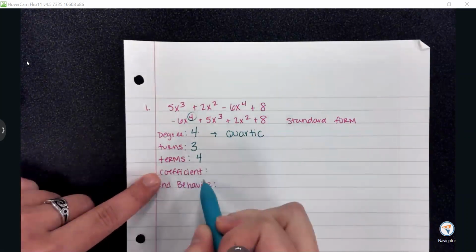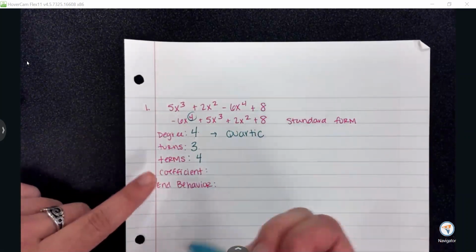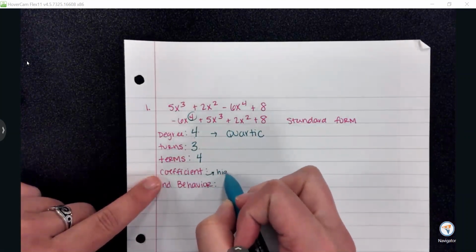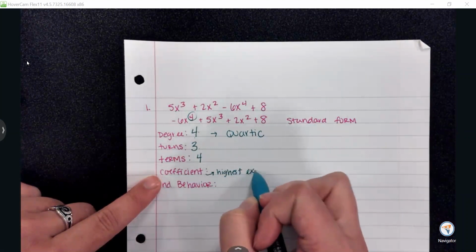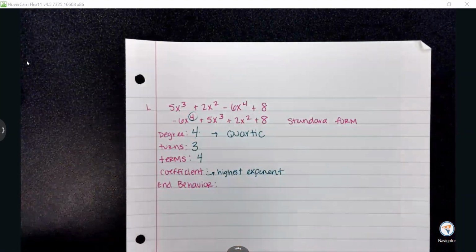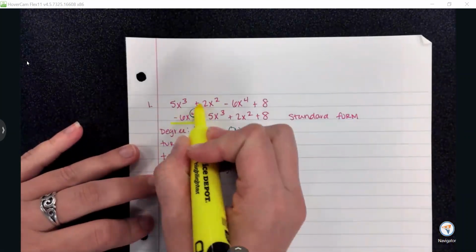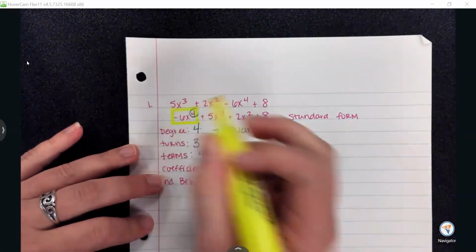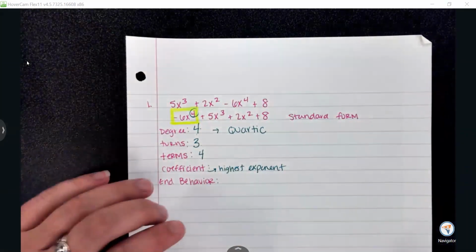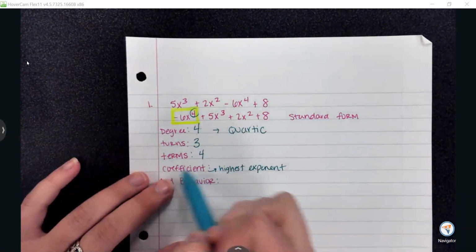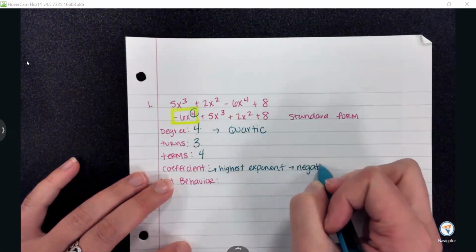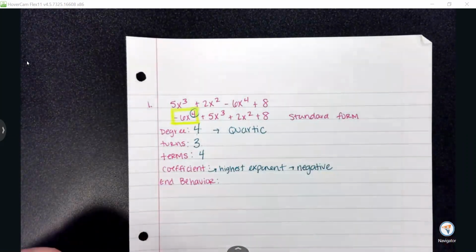A coefficient, remember, is what's in front. This is the coefficient of the highest exponent. So what's really wise is when you get this equation, I would highlight, circle, or star this very first term, your highest exponent, because that's going to give you half of these answers. So my highest exponent, my coefficient is negative. That's all I care about. Is it positive or negative?